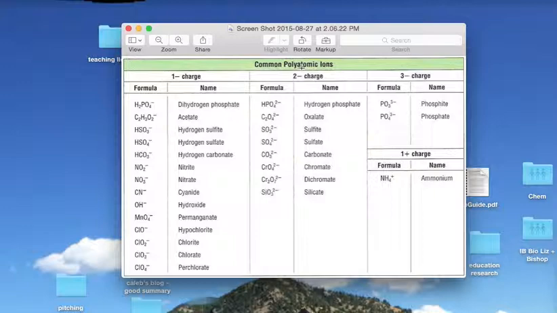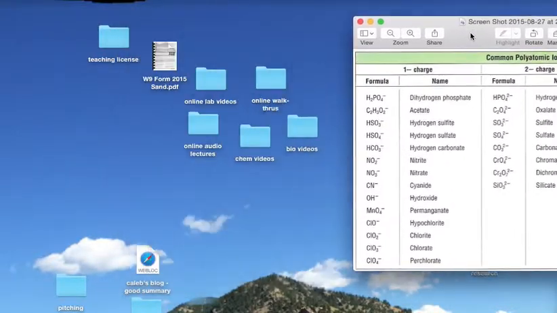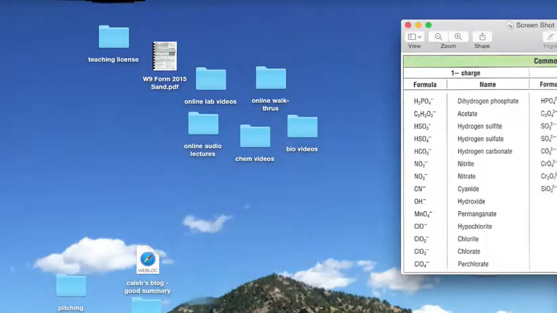To know what polyatomic ions are, we should look at the word polyatomic. Poly meaning many, and atomic meaning atoms. So there are many atoms in these ions. And ions means a charged thing.